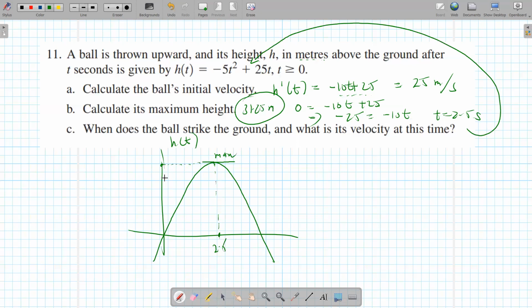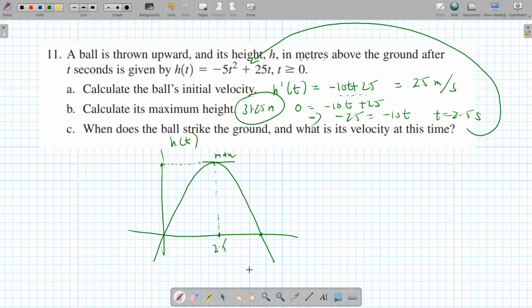When does the ball strike the ground, and what is its velocity at this time? What do we do here? When the ball hits the ground, what is 0? Something's gonna be 0. Meters, the distance is gonna be 0. So basically we're trying to find the x-intercept of h of t.